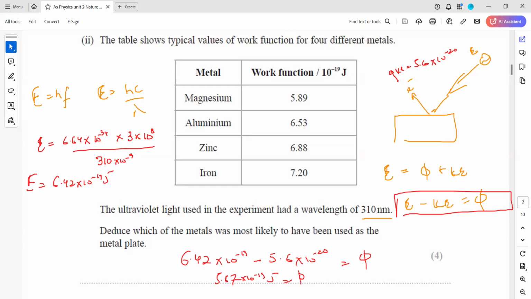So which metal is it? We'll compare with the table which is given to us. So 5.8, which one does it match with? It matches with magnesium. So magnesium is likely used here, because this work function matches with the metal magnesium. Is it clear, this one?